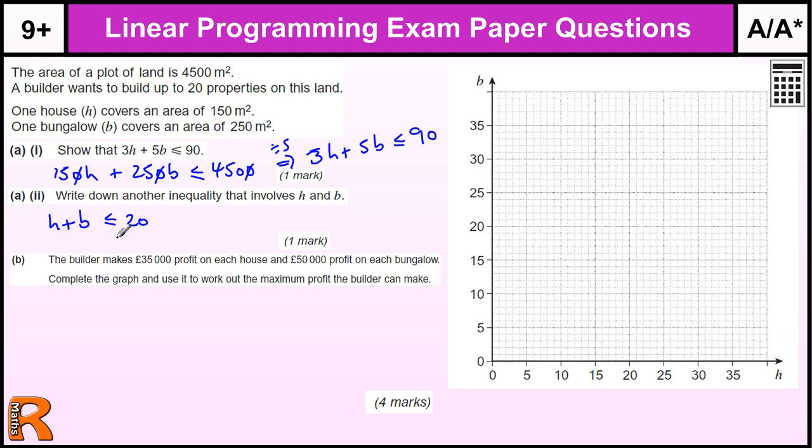So we need to plot these two lines on this graph. So to plot this line, 3h plus 5b is less than 90. If we cover up the 3h, we need 5b is equal to 90, so b is going to be 18, because 18 5s are 90. And if we cover up the 5b, we have 3h equals 90, so h is going to be 30. So we're looking at a line that goes through those 2 points. And I've drawn one already, so let's just fit that on there.